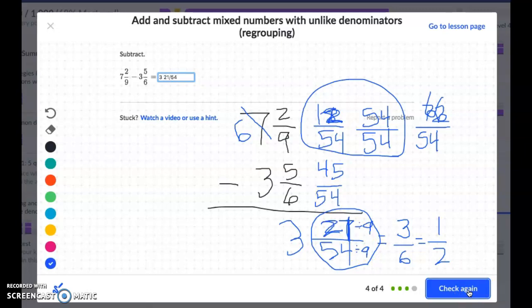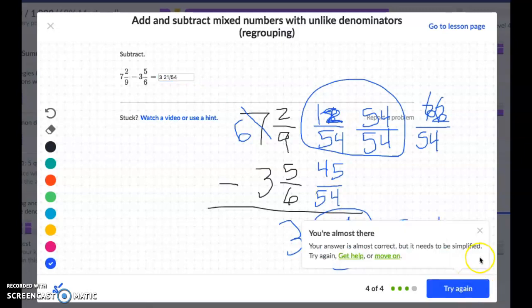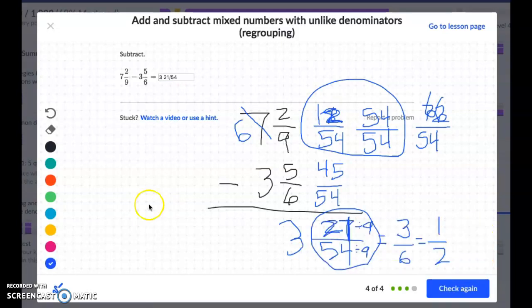Thanks for sticking with me. Sorry about that, peeps. Now I need to simplify it. So 3 and 21/54. So here's 21/54. And I can do 54 divided by 3 is 18. Ooh, that 8 was rough. And 21 divided by 3 is 7. So 3 and 7/18. And if you are still with me after all of that, I deeply apologize.